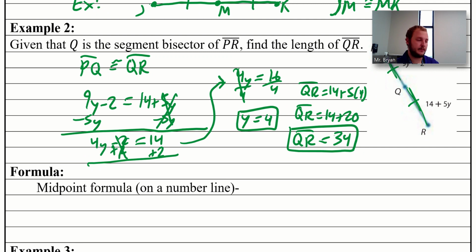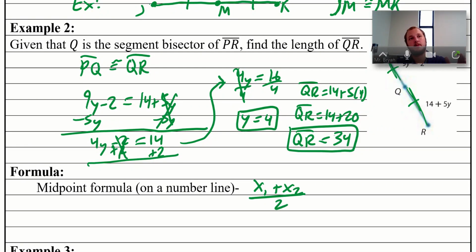This is just a little one. If I want to find the midpoint using a formula on a number line, here's how you would do that. Here's the formula you're going to need to know, and we'll learn a more advanced one later on. The midpoint formula is very simple. It is just x1 plus x2 divided by 2.